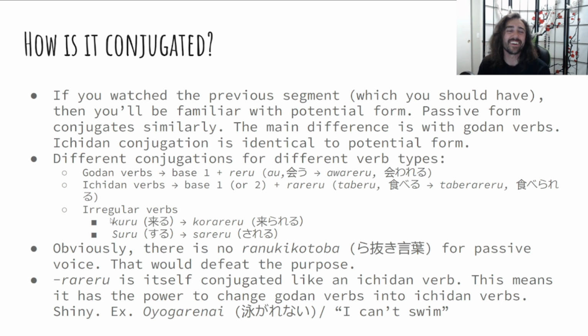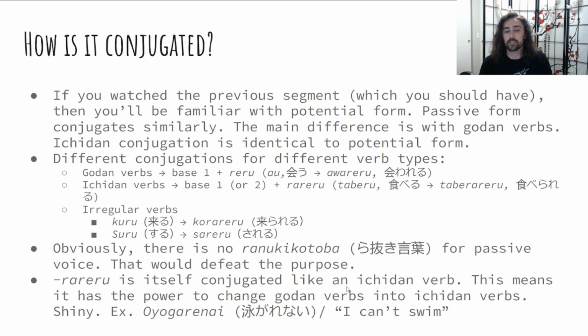And then we have our irregular verbs, kuru, which becomes korareru, and then suru, which is different. With potential form, suru would become dekiru, right? Whereas suru here becomes sareru. So obviously there's no ra nuki kotoba for passive voice because that would defeat the purpose. And rareru is itself conjugated like an ichidan verb.